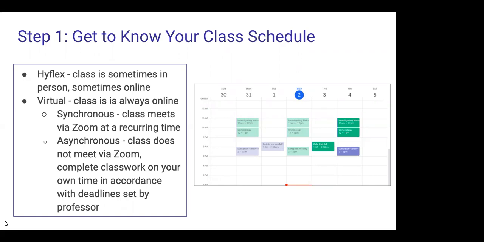One is synchronous, which means that your class is meeting via Zoom at a recurring time and day. So it's basically like attending class, just not with other people. Lastly, there's asynchronous learning. And this is the most different from hyflex and synchronous learning. So basically with this, your class is not going to be meeting regularly via Zoom or in person. You're just going to be completing classwork on your own time in accordance with the deadlines set by your professor.